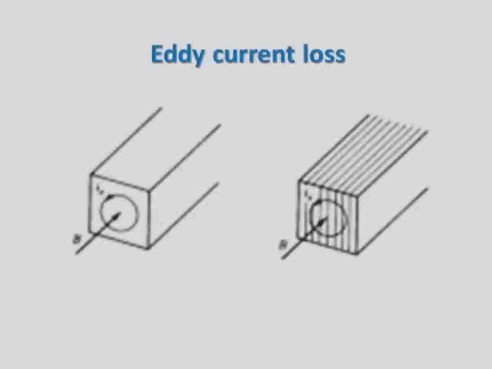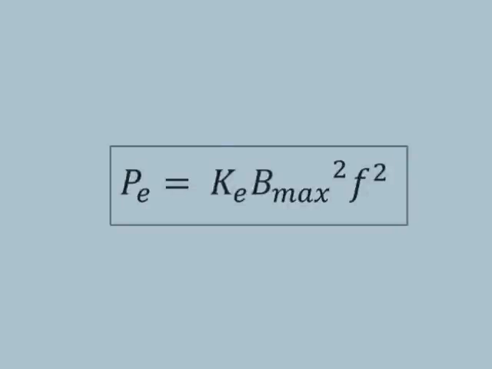Eddy current can be reduced in two ways. One, using a high resistivity core material. Two, using a laminated core with an insulator. Eddy current loss can be calculated from this equation, where Ke is a constant value depending on the type of material and its lamination thickness, B is flux density, and F is the frequency.